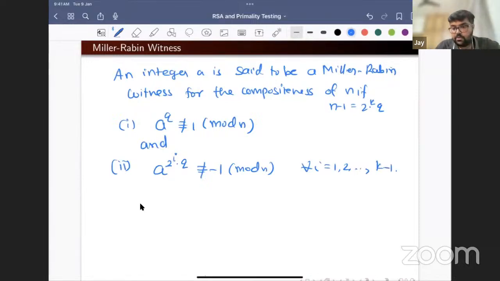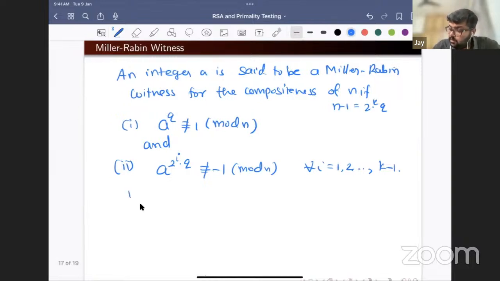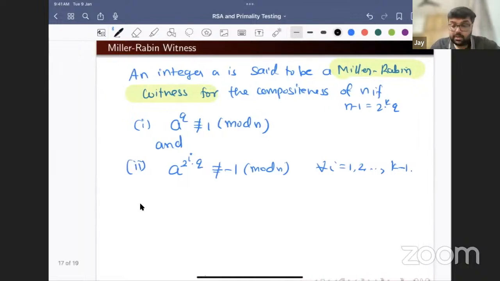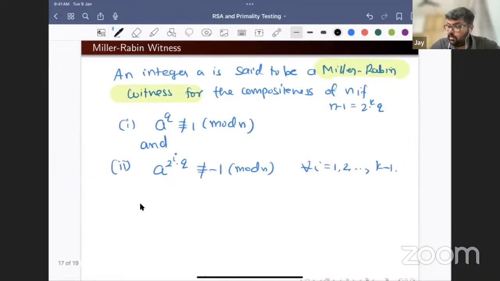If both are not holding, then n is composite and a is called a witness. This is called a Miller-Rabin witness because now we are using this Miller-Rabin property of primes. Okay, so is it clear? But then how is this property different, and why is it better than Fermat's test? Because there are no Carmichael-like numbers in the Miller-Rabin test.